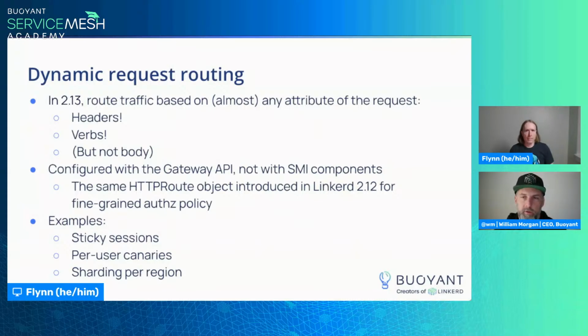The way we're going to do this is we're not going to use SMI. We're not going to use traffic splits. We're going to use the good old HTTP route object that you are probably familiar with if you've done anything with authorization policy in 2.12 or later.